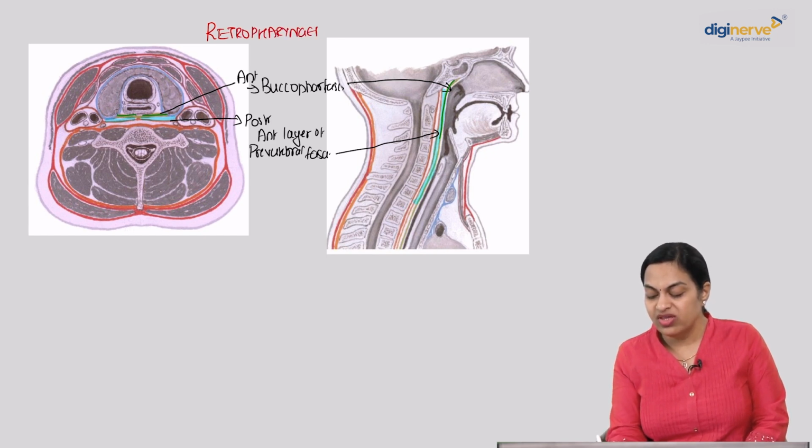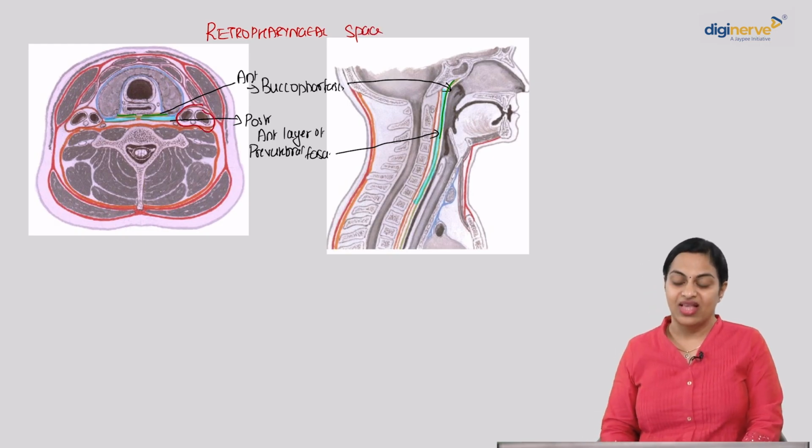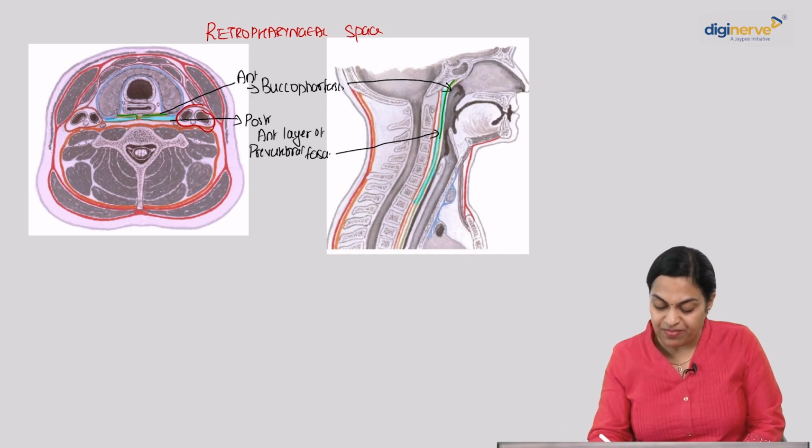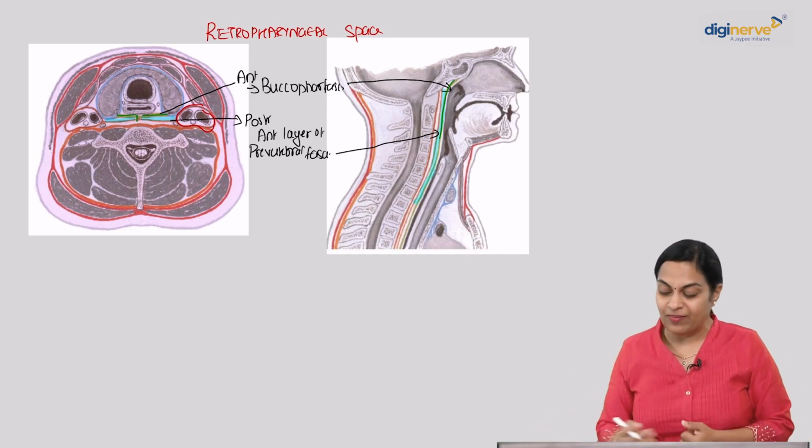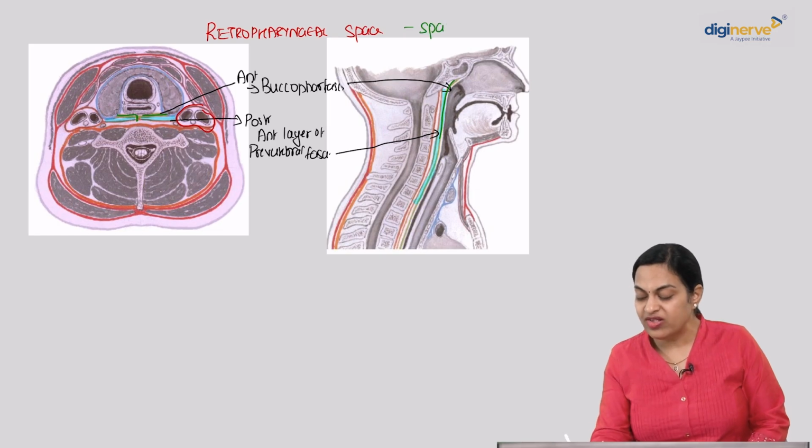The retropharyngeal space is limited laterally by the carotid sheath and its contents. And medially, there's a septum separating it from a similar space on the opposite side. It is also called the space of Gillette.